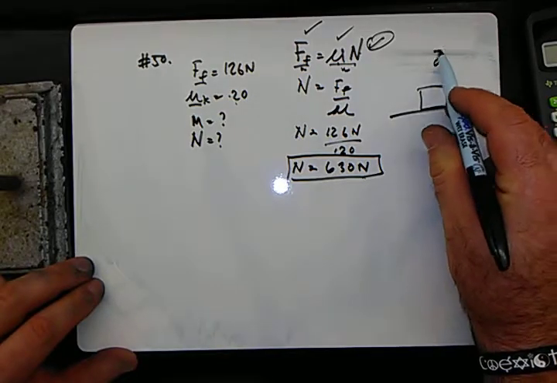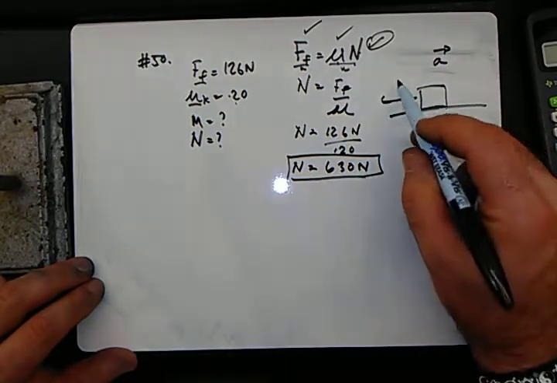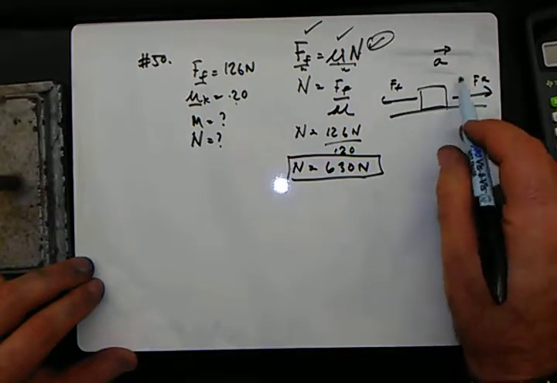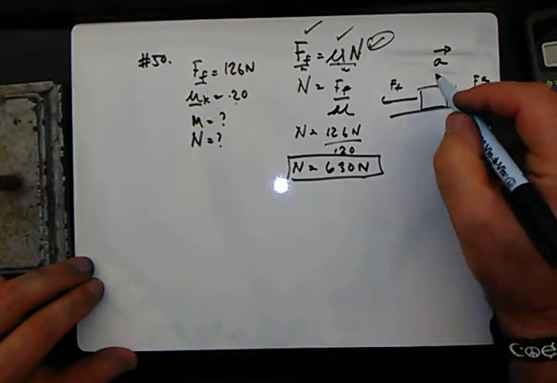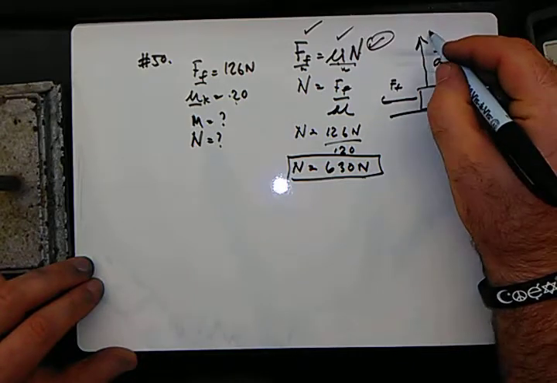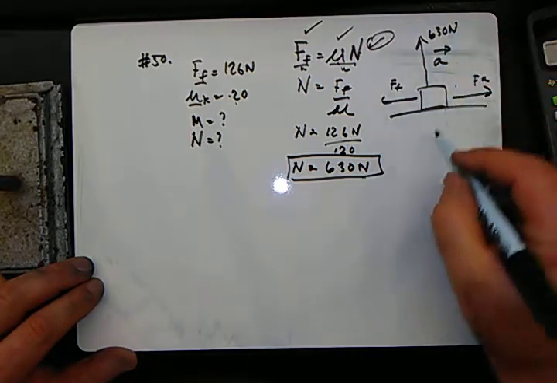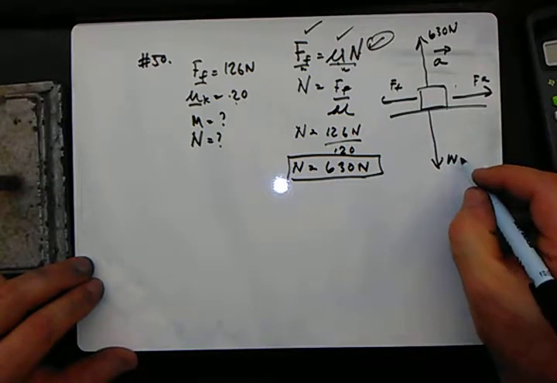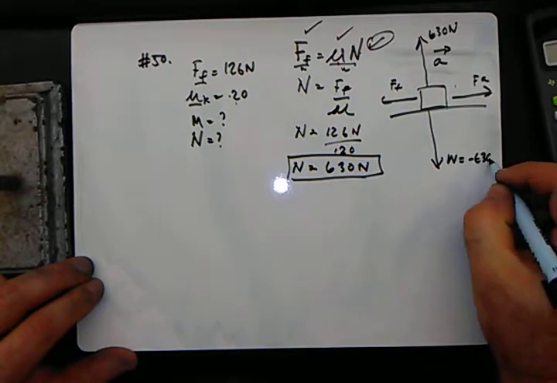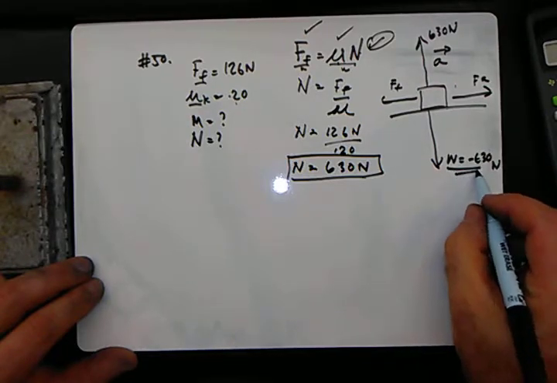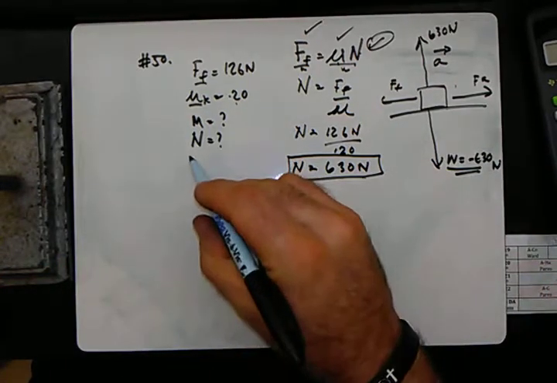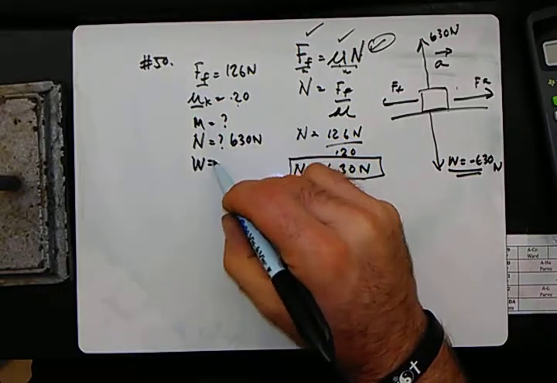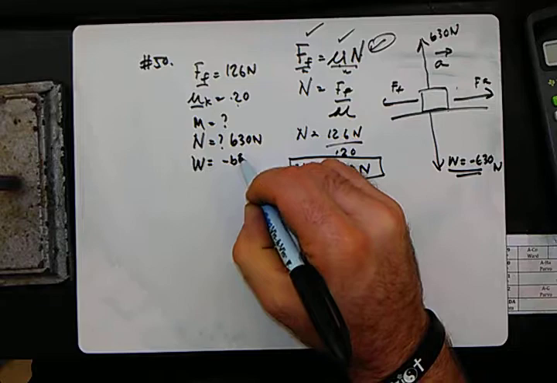Now, here's the thing, we know this object, let's say it's sitting here. Let's say it's accelerating this way. Here's our force of friction. Got some applied force here. We don't really care what that is now. We know that the normal force is 630. That means that the weight has to be negative 630. So we know the normal force is 630. The weight is negative 630.